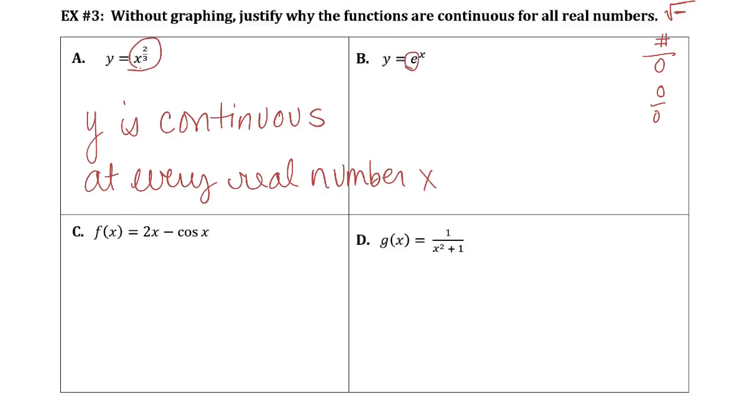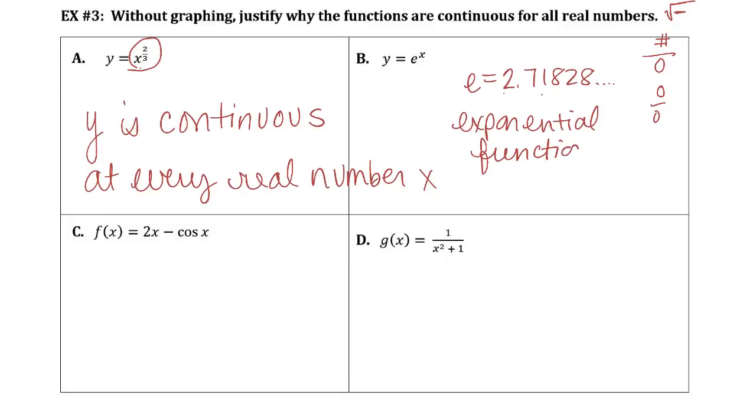Okay, e to the x. Well, e is going to be a fixed value, and that continues on like pi would. And so if I take this real number here and I raise it to an x value, it's still going to be a real number. So here, this is really an exponential function. And so here we see that exponential functions are continuous everywhere. So just another thing to be aware of.